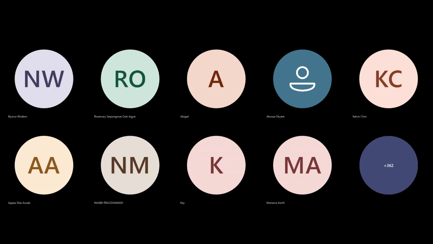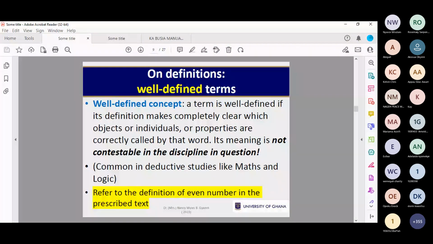Watch. It tells you a term is well defined if its definition makes completely clear, complete, not partially, completely clear which objects or individuals or properties are correctly called by that word. In other words, it makes completely clear what its denotations are. You can clearly identify every denotation without ambiguity. You will meet ambiguity shortly, maybe today or subsequent week. There is no confusion about what is being referred to.